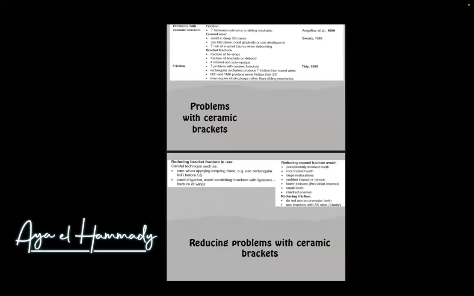How do we decrease this fracture? First of all, I need to use the nickel titanium wire before applying the stainless steel wire, to be able to apply the proper torque. And yet you will have loss of torque if you are not using the metal slot one. I need to do a careful ligation and avoid scratching the wings to avoid the fracture.